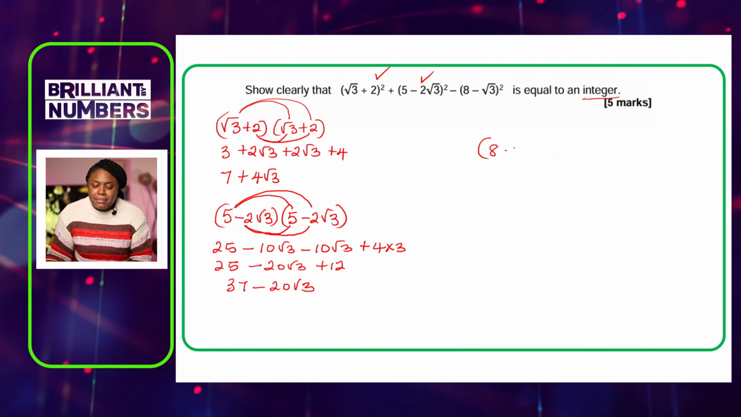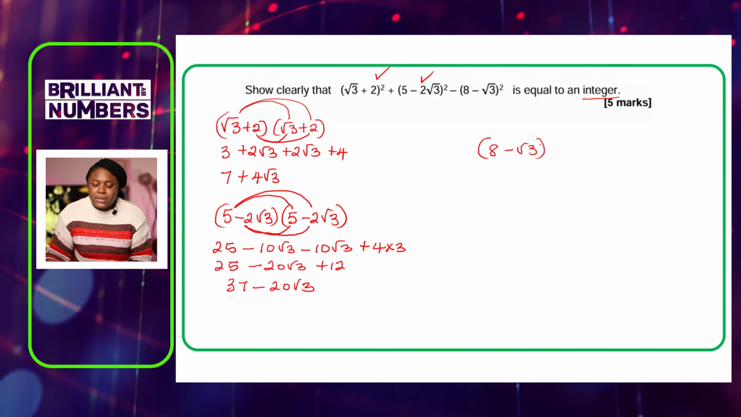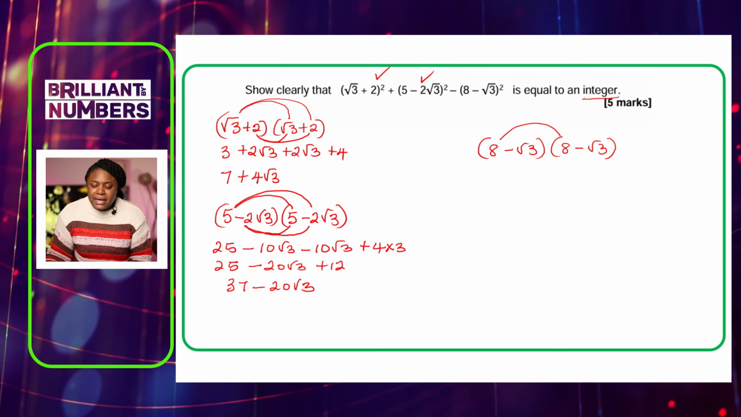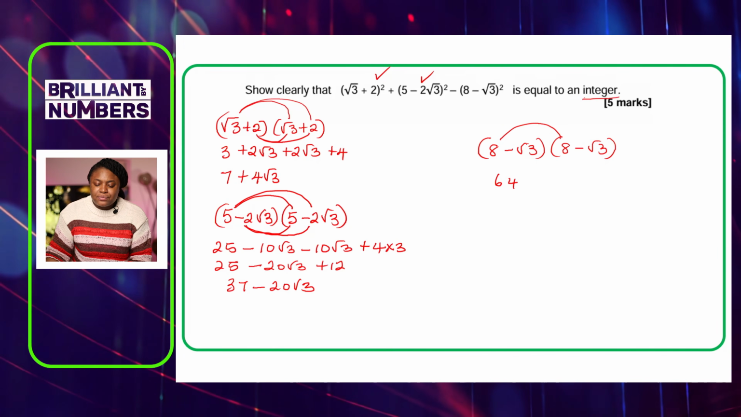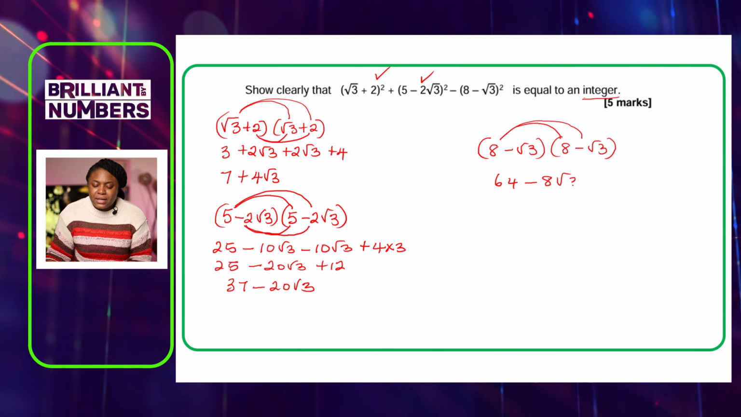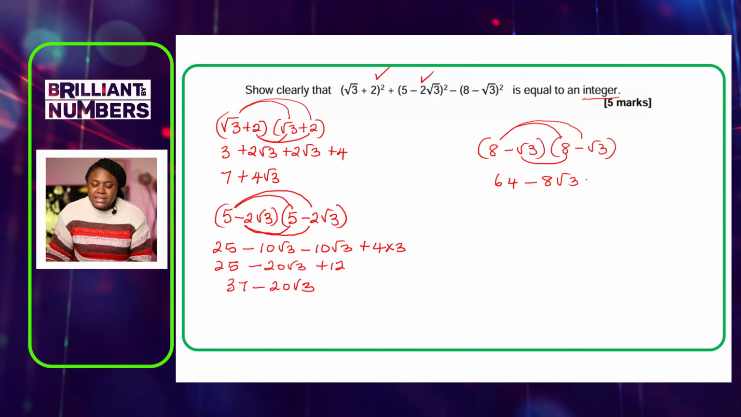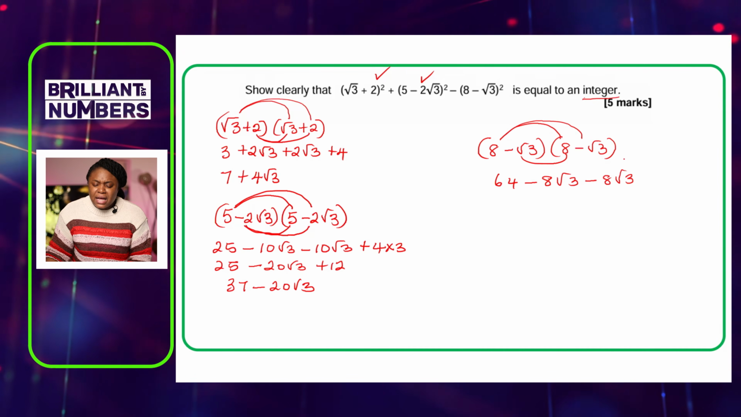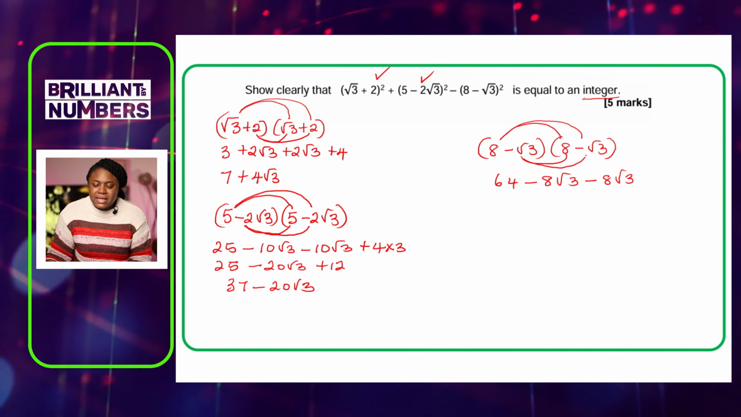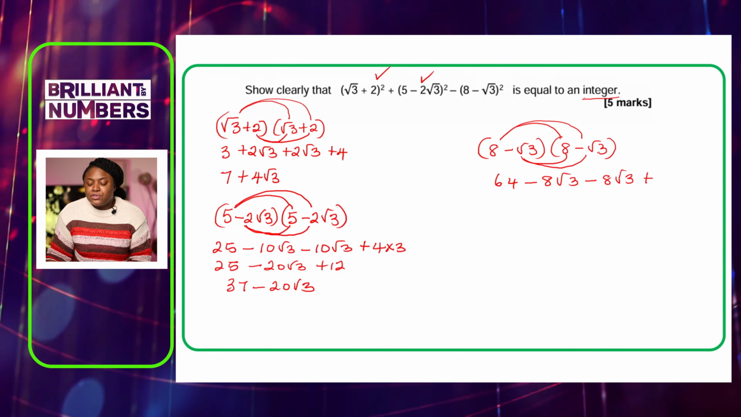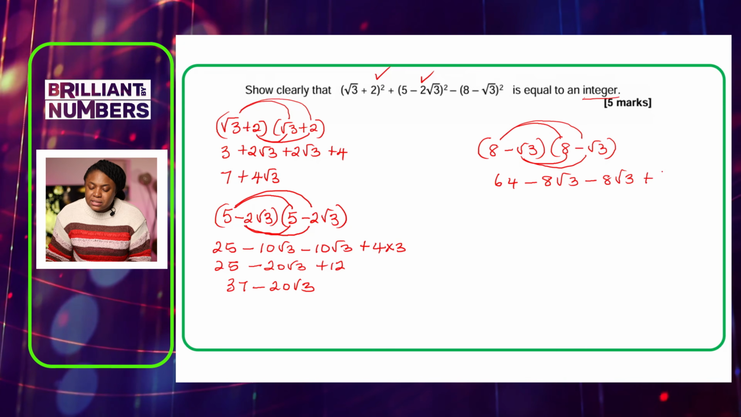We've got 8 minus root 3, and we're doing that again, 8 minus root 3. So 8 times 8 gives me 64. 8 times minus root 3 is minus 8 root 3. Minus root 3 times 8, same answer, minus 8 root 3. And then negative times negative here will give us a positive. So root 3 times root 3 is root 9, and the root of 9 is 3.